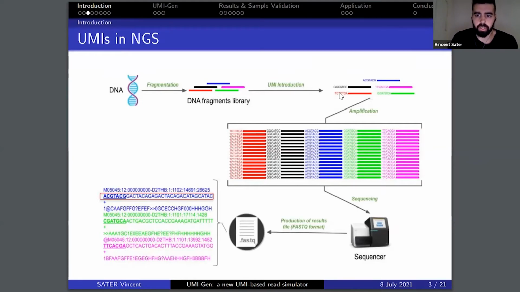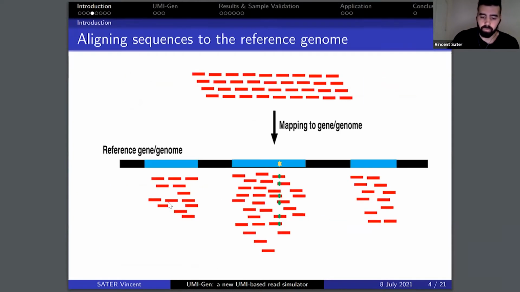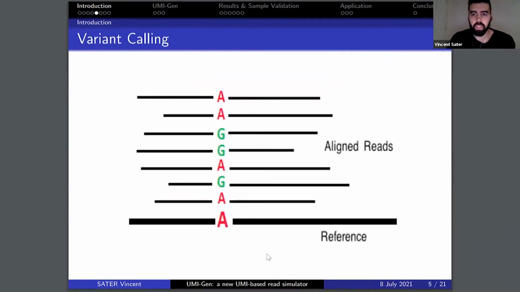After introducing the UMI tags, the steps remain the same, but a new step is needed in the end in order to extract the UMI sequence from the sequence of the fragment, allowing us to use them for the downstream analysis. For the sequences to be used efficiently, they have to be aligned to a reference genome, which can allow us to detect variants in our DNA fragments. A variant is detected when the sequence base at a certain position is not that of the reference genome.